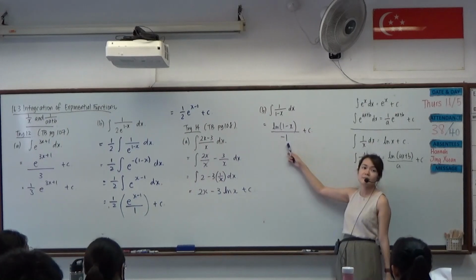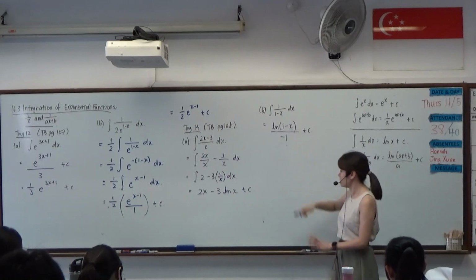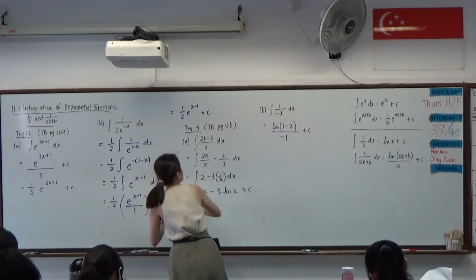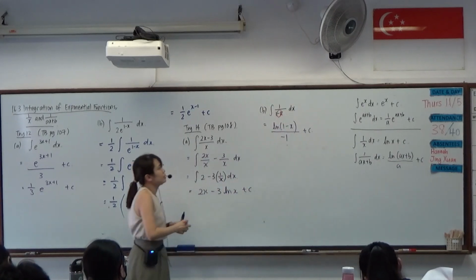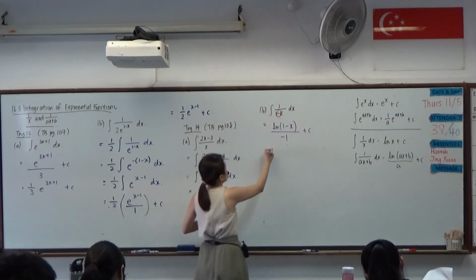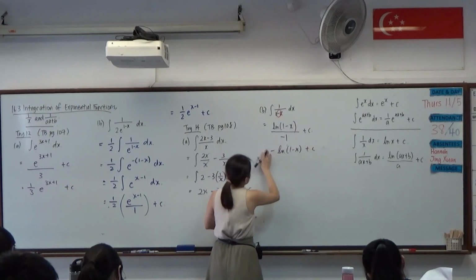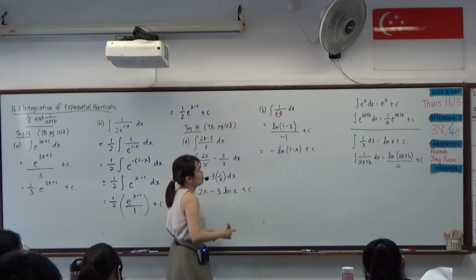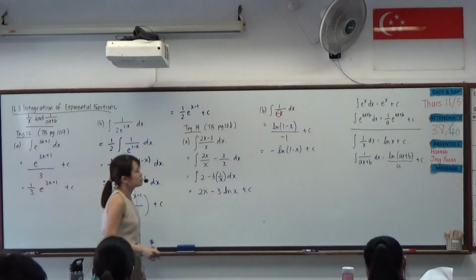Not forgetting the minus 1, because the coefficient of x in this case is negative 1. That tends to be forgotten. So that means we have negative ln 1 minus x plus c. This is good enough as an answer already. Don't need to go and apply any log rules and make your life difficult.